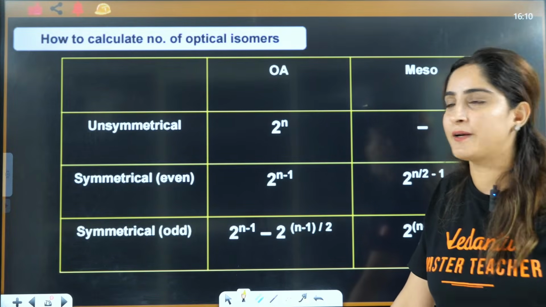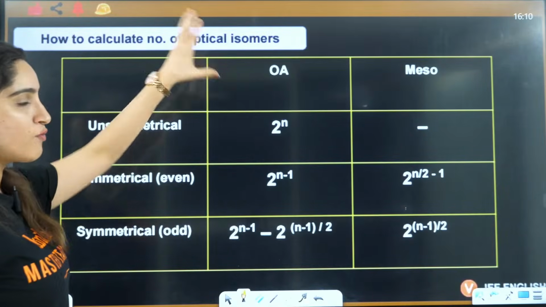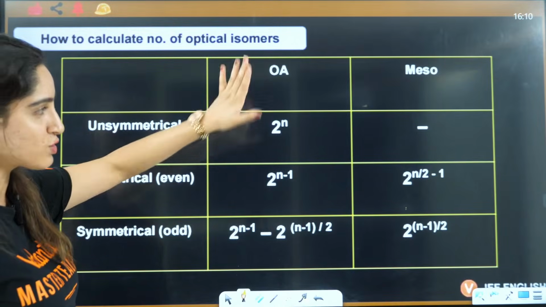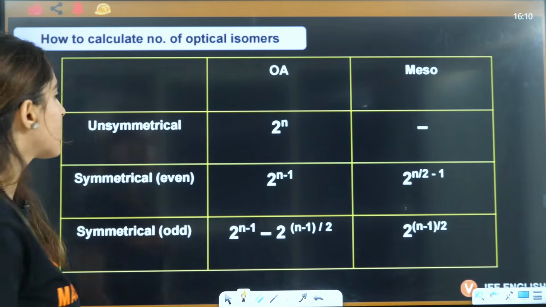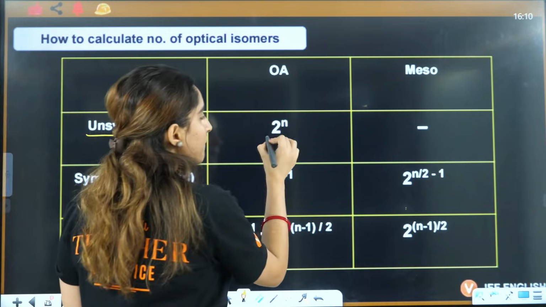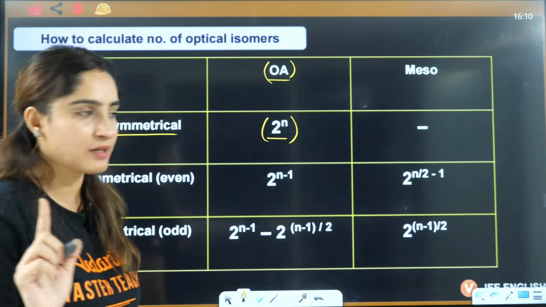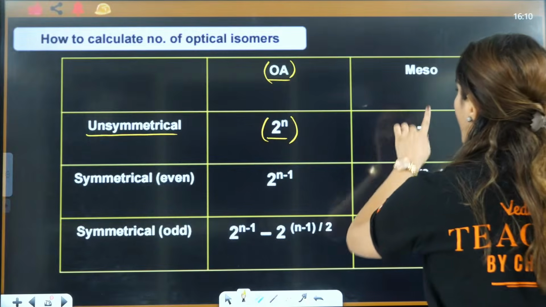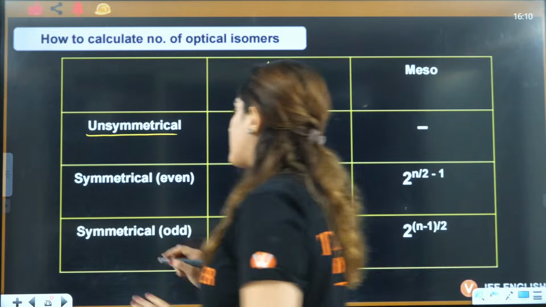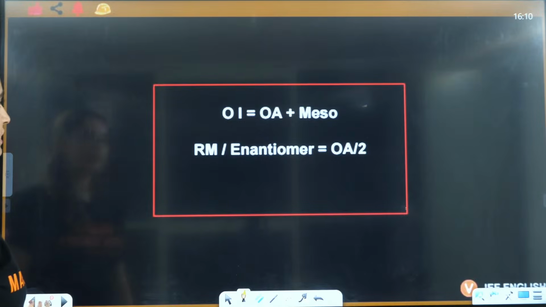One of the students was saying, ma'am, they asked me about meso isomer also. This is based on this formula. If it is an unsymmetrical compound, here optically active isomers will be 2 raised to power n. There is no optically inactive isomer, that means meso will be 0 here.